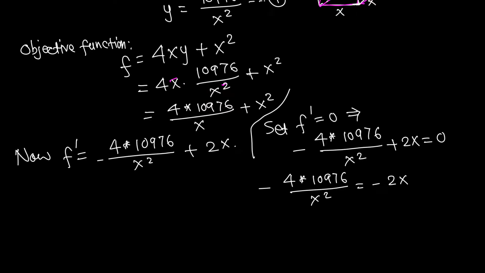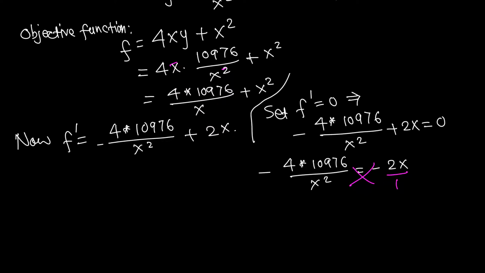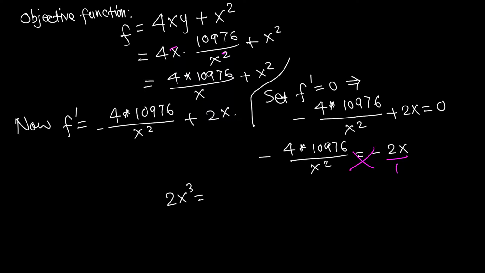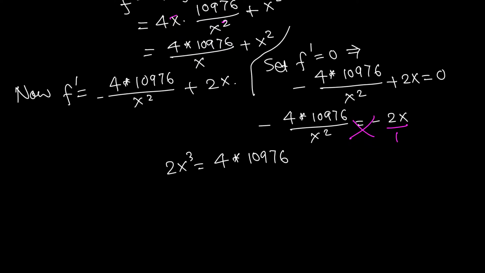So we get this, and negatives can be cancelled from both sides because we can multiply both sides by -1. We can think this is over 1, so cross multiply. Then this is 2x times x squared, we get 2x cubed. 2x cubed equals, negatives gone, 4 times 10,976. We are trying to isolate x, divide by 2. So divide by 2 means 2 divides 4 twice. So this is 2 times 10,976.